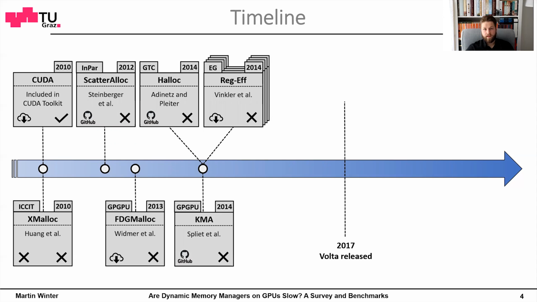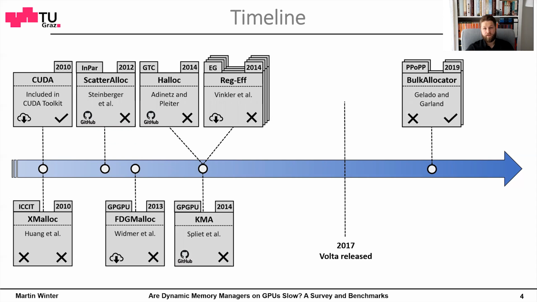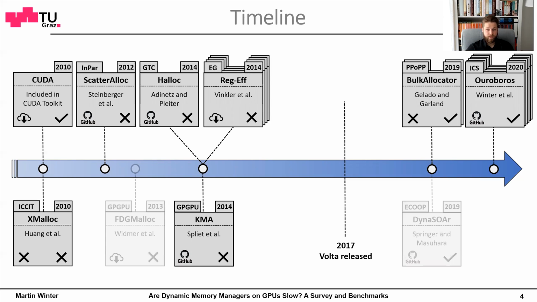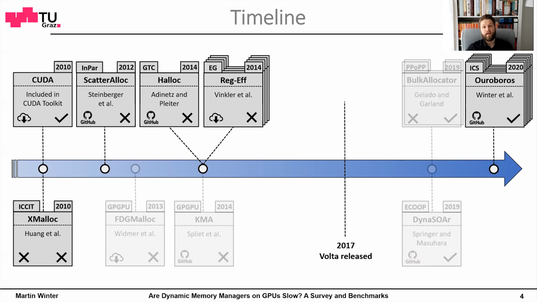In 2017, Nvidia introduced independent thread scheduling with the Volta generation of cards, sparking renewed interest, which led to 2 publications in 2019. The bulk semaphore by Gelado and Garland with 2 allocators, as well as Dynasoar by Springer and Masuhara. And we contributed the most recent publication, which is called Ouroboros and has 6 variants. FDGMalloc and Dynasoar are not strictly general-purpose allocators and have been omitted, while we could not get KMA to build and the bulk allocator is not publicly available, leaving us with 6 approaches and 14 variants in total to test.